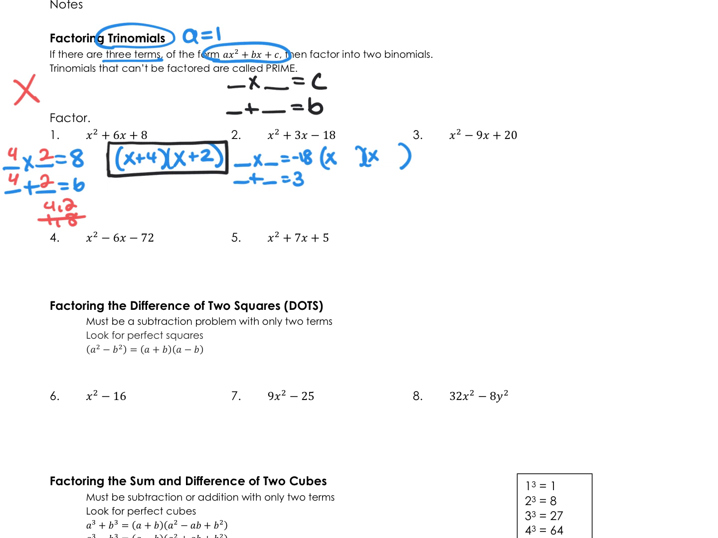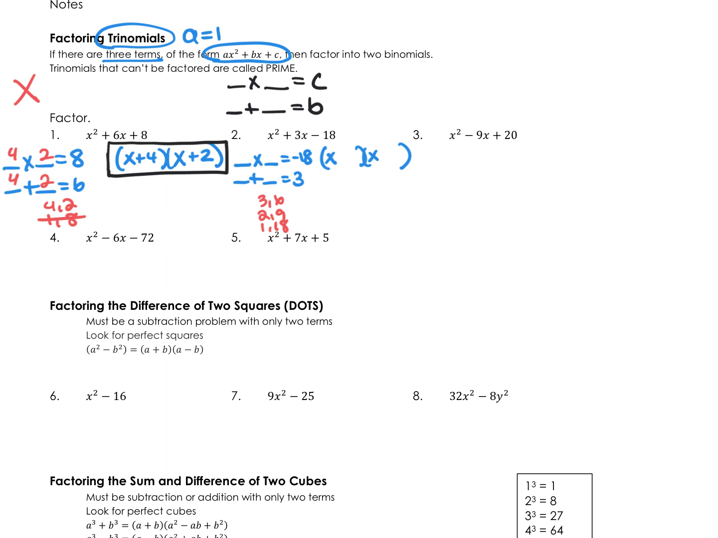So I like to start with numbers that multiply together to get 18. So what numbers multiply together to get 18? 3 and 6. What else? 2 and 9 also multiply together to get 18, right? Technically 1 and 18 also multiply together to get 18. So these are all your possible combos here.